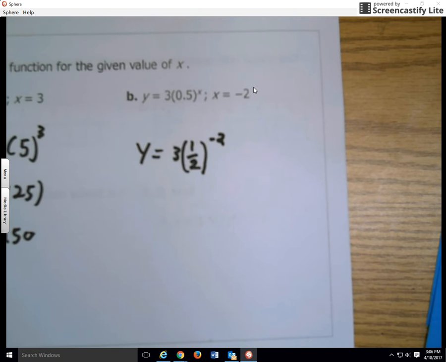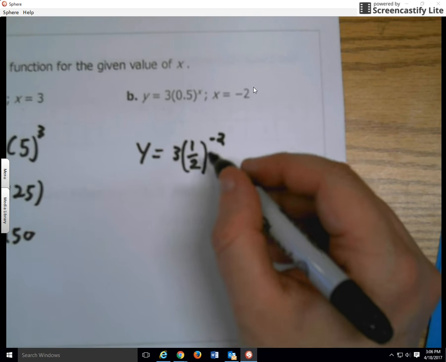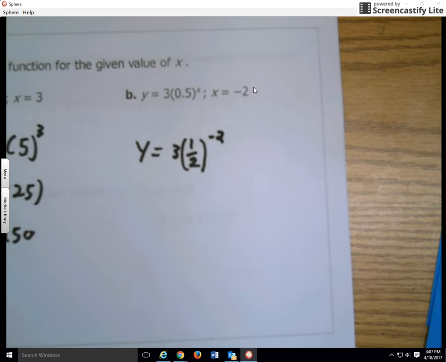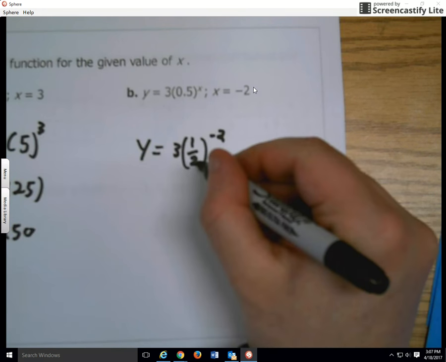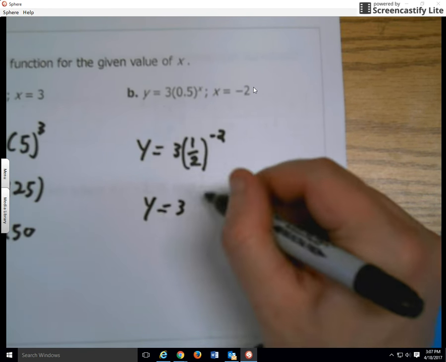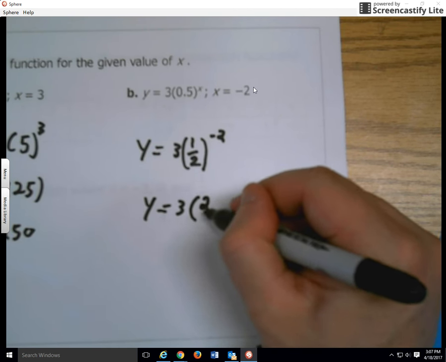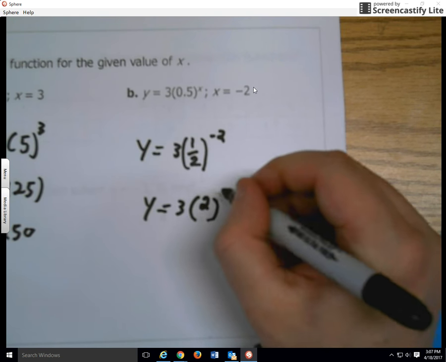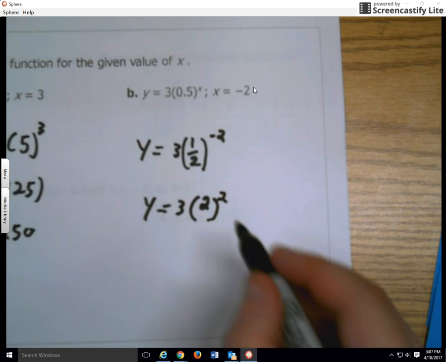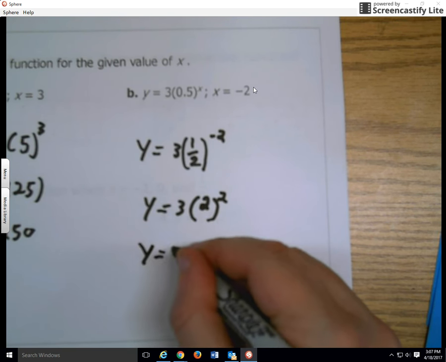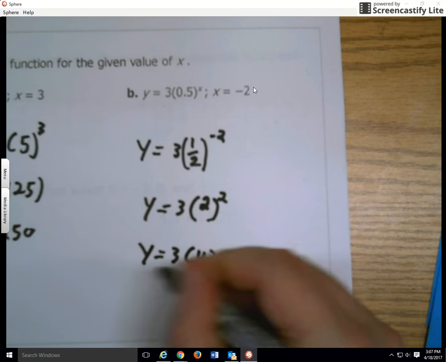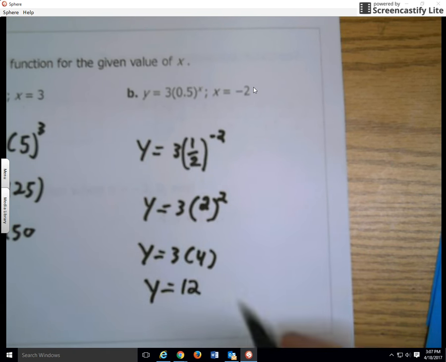Now, if it's a negative power, then you would always go to the reciprocal, right? Any negative power does the reciprocal. And so y equals 3. But since we're doing the reciprocal, you could create it as a positive. It would be 2 over 1, but we can just write 2. And then it becomes a positive power. And 2 to the second power is 4. So y equals 3 times 4. And 3 times 4 equals 12. So y equals 12.